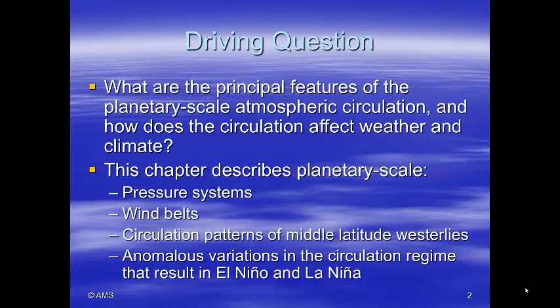In this chapter, we'll discuss planetary scale pressure systems, wind belts, circulation patterns of the middle latitude westerlies, and anomalies to our regular patterns. So for example, El Niño and La Niña.